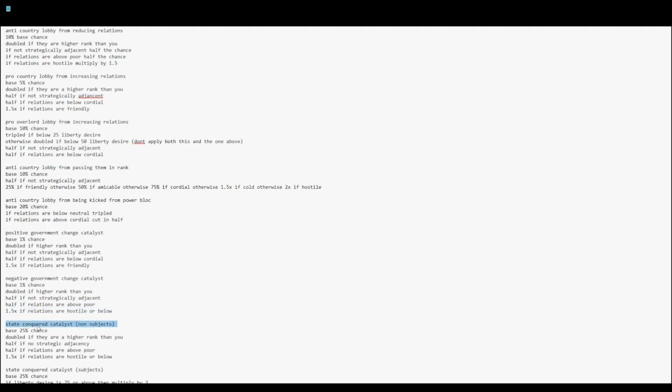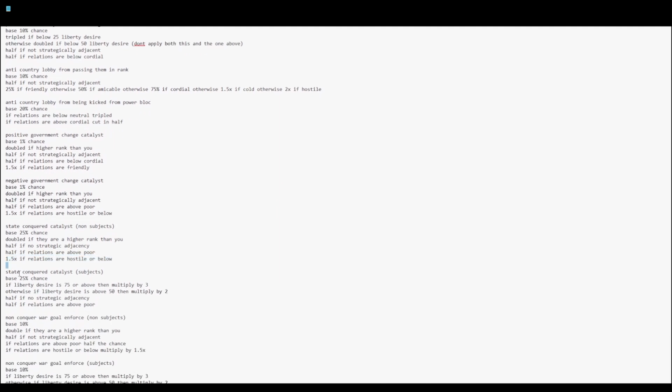Got the state conquered catalyst. This one has a 25% chance of generating an anti-lobby, doubled if they're a higher rank than you, half if not strategically adjacent, half if relations are above poor, 1.5 times if relations are hostile or below. This one is from the perspective of the country getting their state conquered.